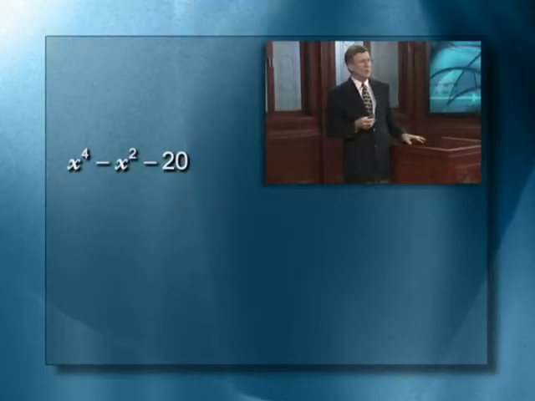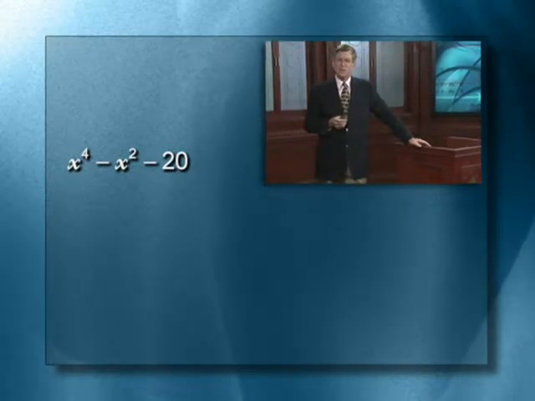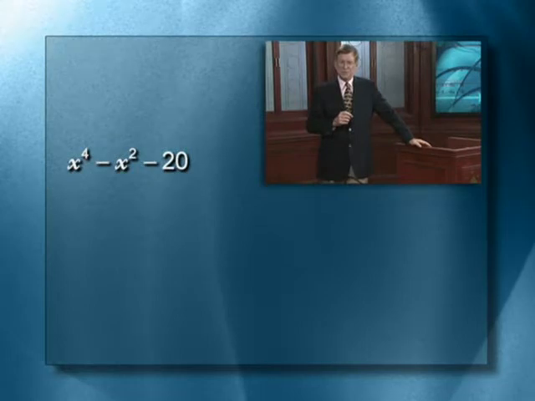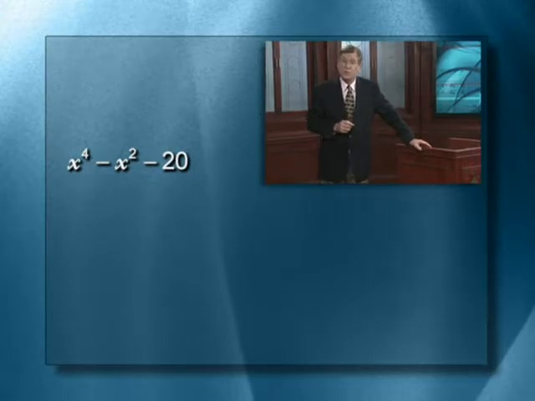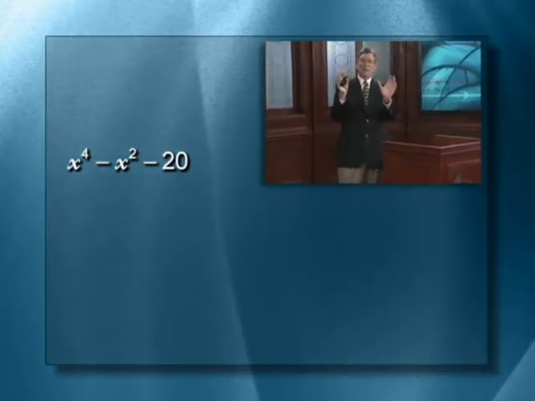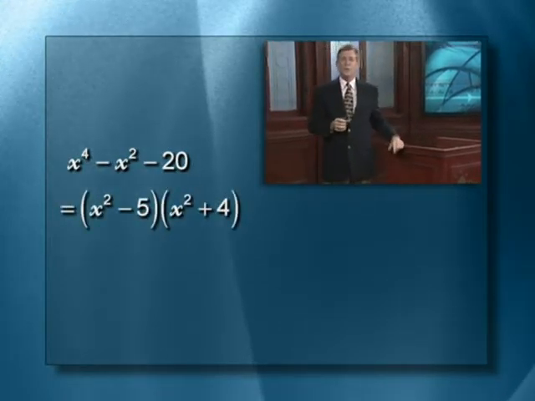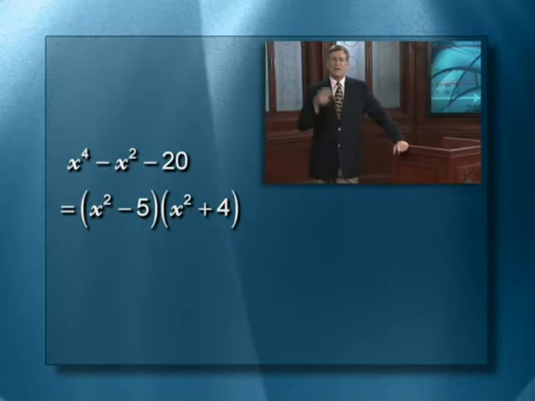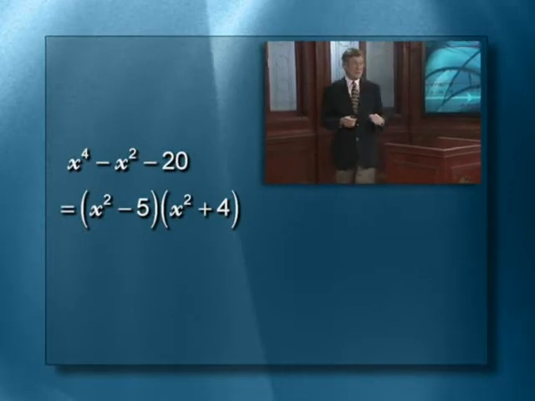Let's look at the polynomial x to the fourth minus x squared minus 20. According to Gauss's theorem, this should be able to be factored into 4 linear factors because it's a fourth degree polynomial. Well, I can do a pretty simple factorization as (x squared minus 5) times (x squared plus 4). You can check that I factored that correctly by multiplying it, and you'll see that you get the original polynomial. Okay, so I'm down to quadratics.